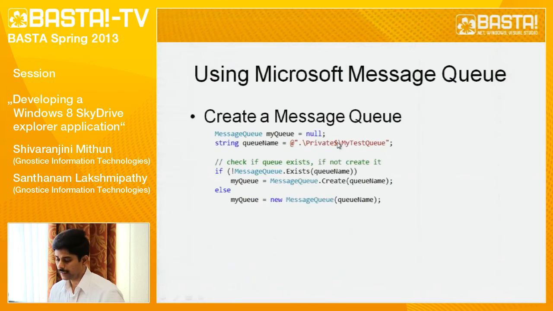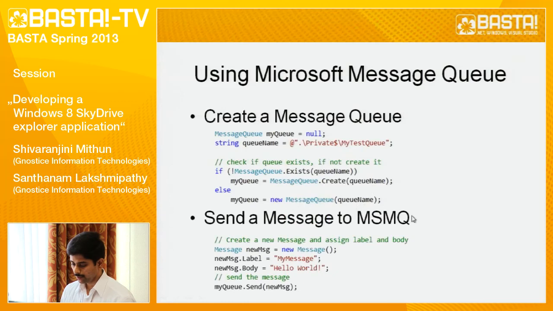In this code snippet, we are creating my test queue under the private folder. Dot represents the local system. Here it checks whether the queue already exists or not. If it doesn't already exist, it creates it using the MessageQueue.Create static method. If it already exists, it creates an instance of the MessageQueue object pointing to the existing queue. Here we are creating a new message, setting the label and body content of the message, and we call the Send method on the message queue, passing the message to the message queue server.